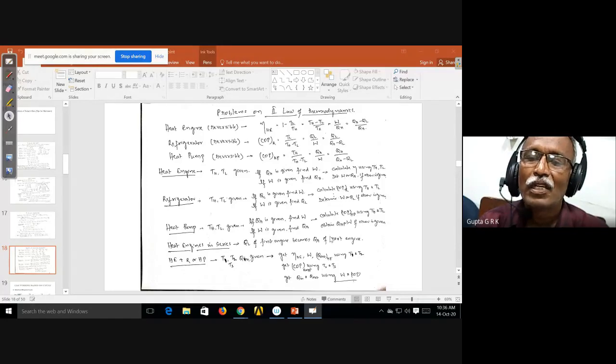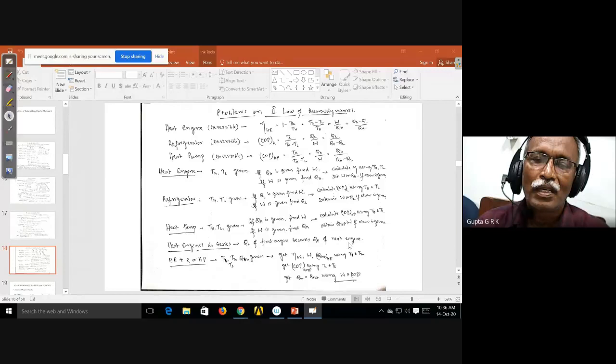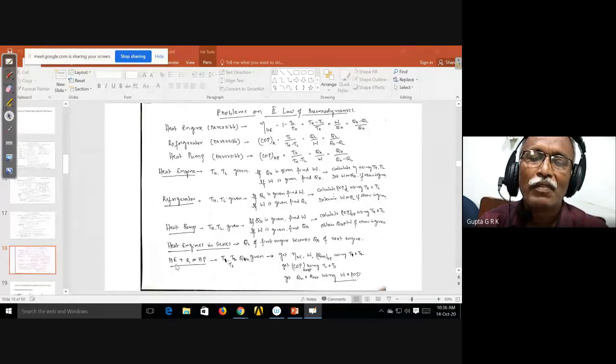And sometimes additional data will be given, like if both efficiencies are the same, or if both works are the same, and you can be asked what is the final QH, all those things. And in another type of problem, you can be given a heat engine running a refrigerator, or a heat engine running a heat pump. This type of problem also we have solved. Okay, so there will be three reservoirs, T1, T2, T3, and the heat engine will be working between T1 and T2, and the refrigerator or heat pump will be working between T2 and T3.